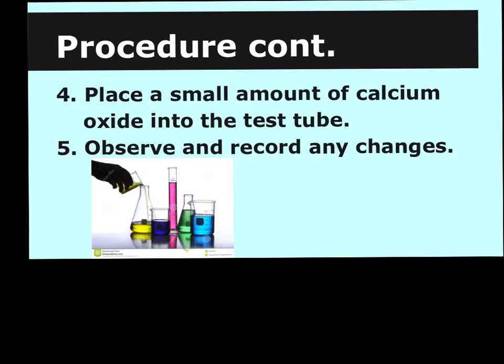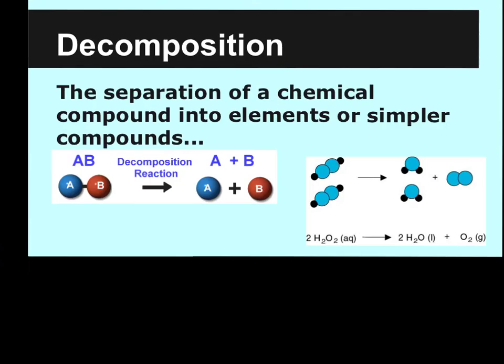So you're going to be looking for some sign that a chemical reaction or change has taken place. Then at the end of this lab, you are going to be doing some work with the chemical formula for the reaction formulas. So the procedure is very simple and short.